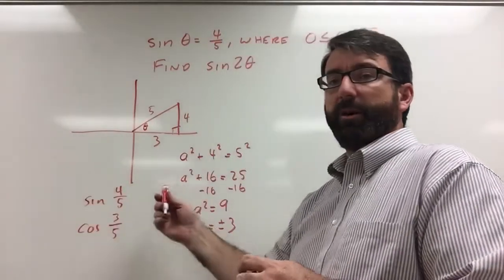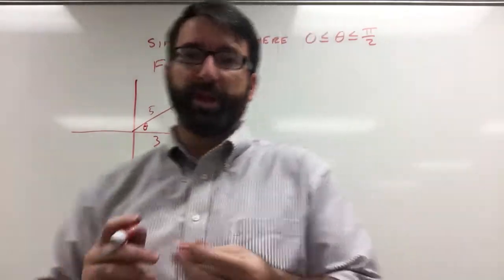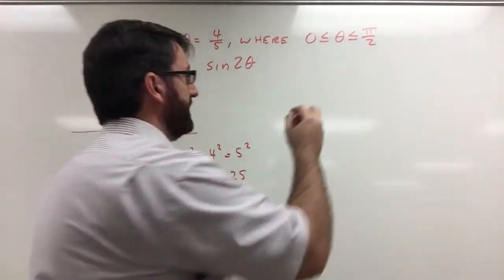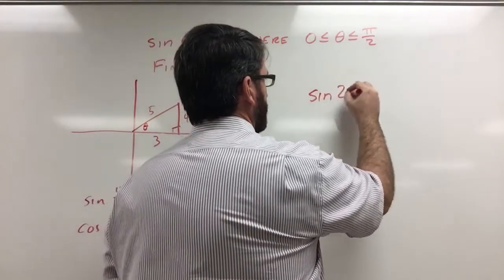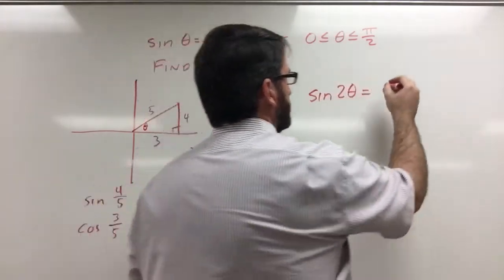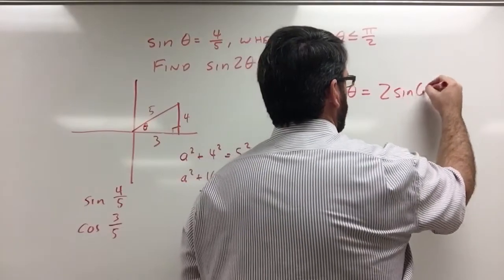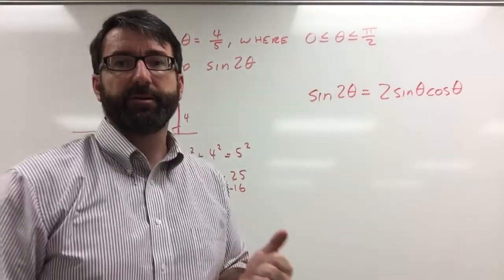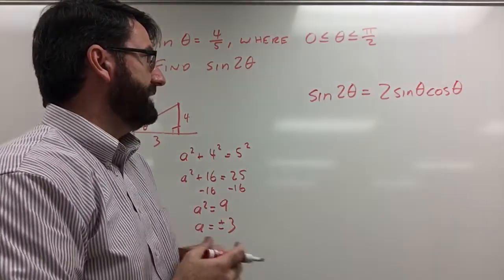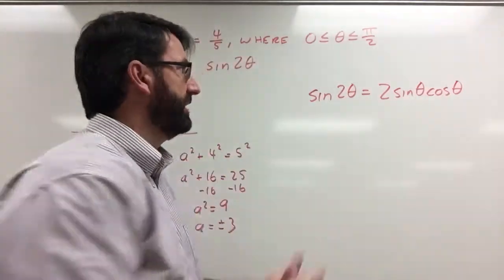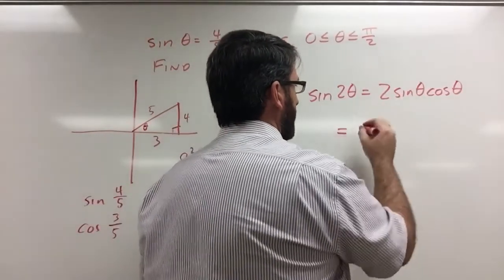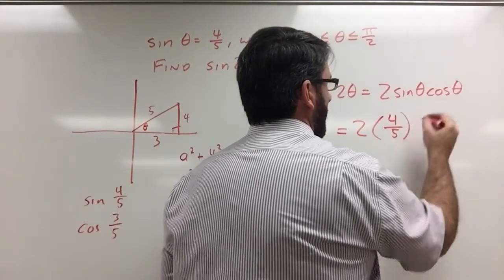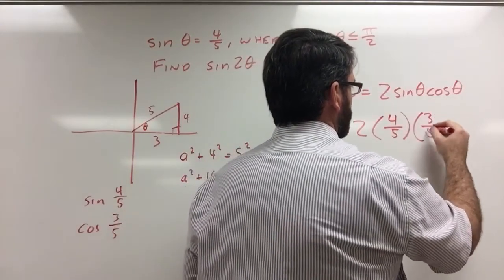And the reason we needed to know both sine and cosine is because we're trying to find the sine of 2 theta, and the sine of 2 theta is equal to 2 times the sine of theta times the cosine of theta. That's our double angle identity for sine. Now that we know sine and cosine for that angle, we can write this as 2 times sine was 4/5 and cosine is 3/5.